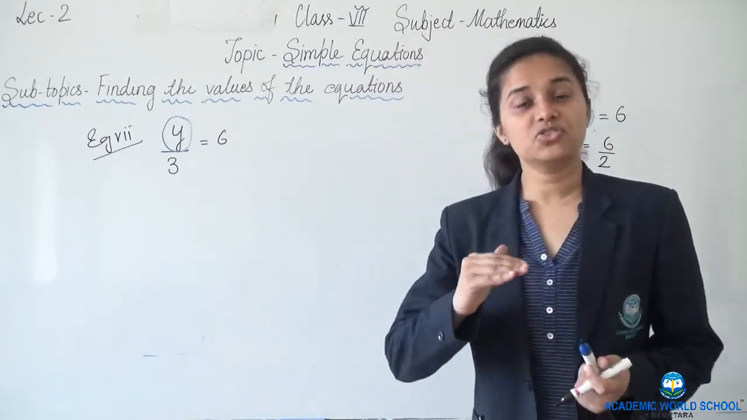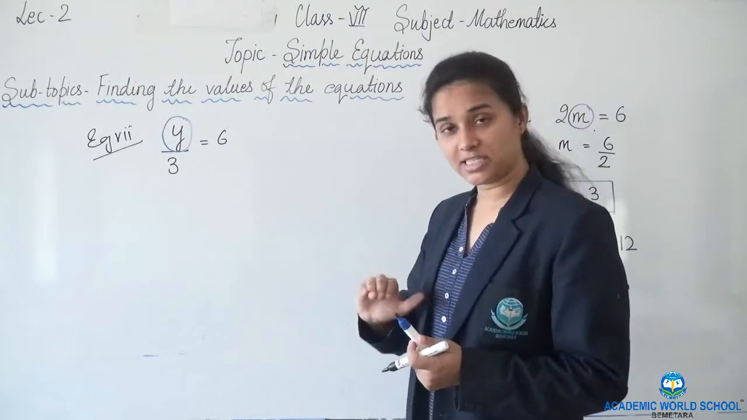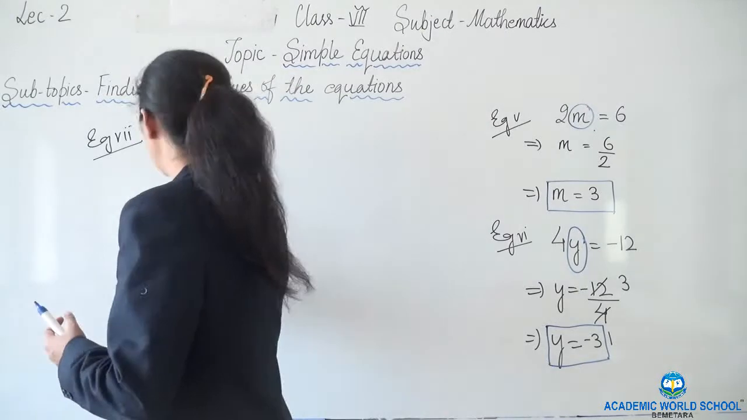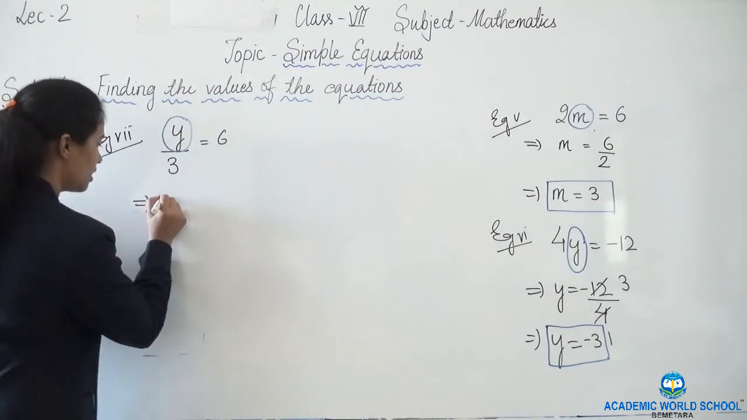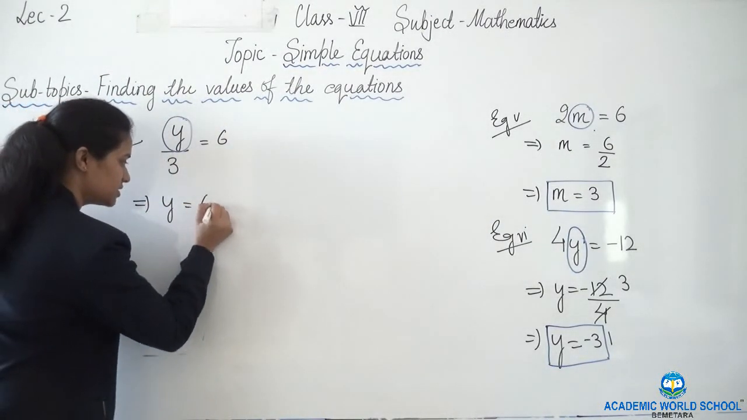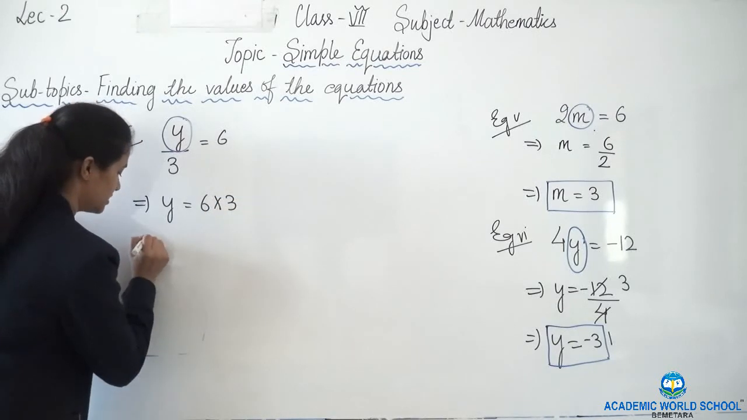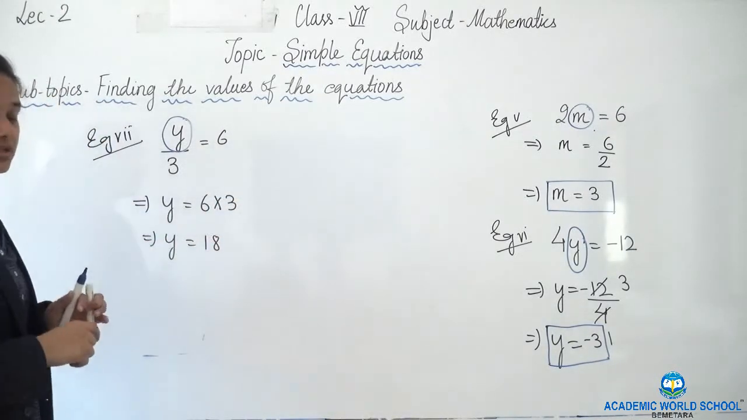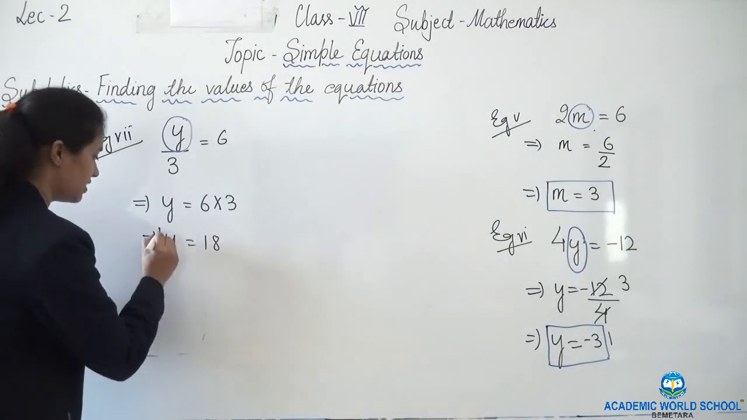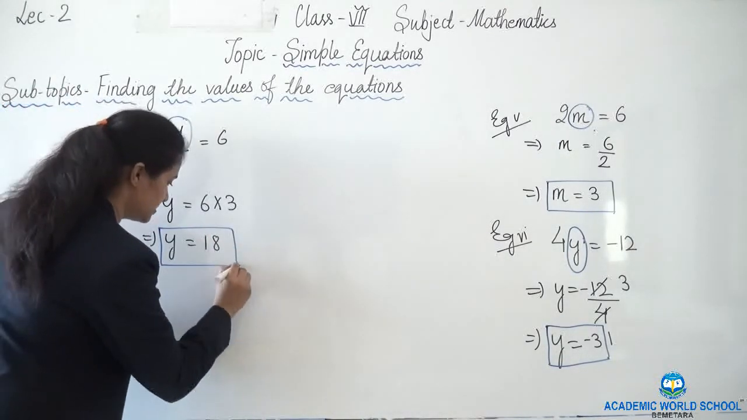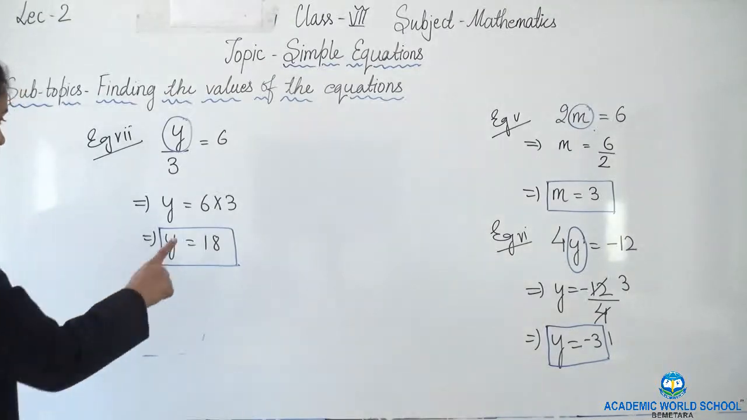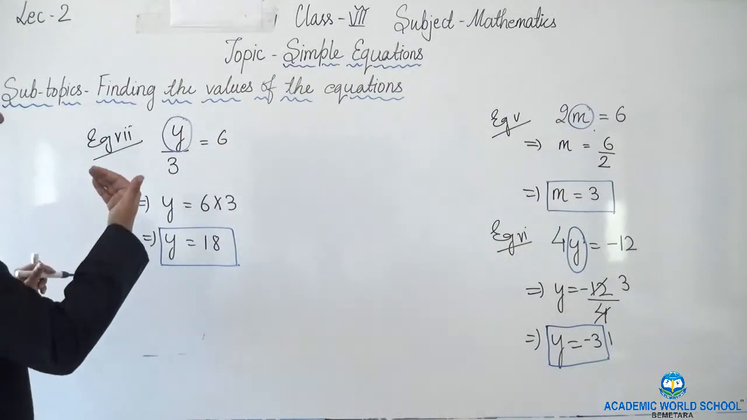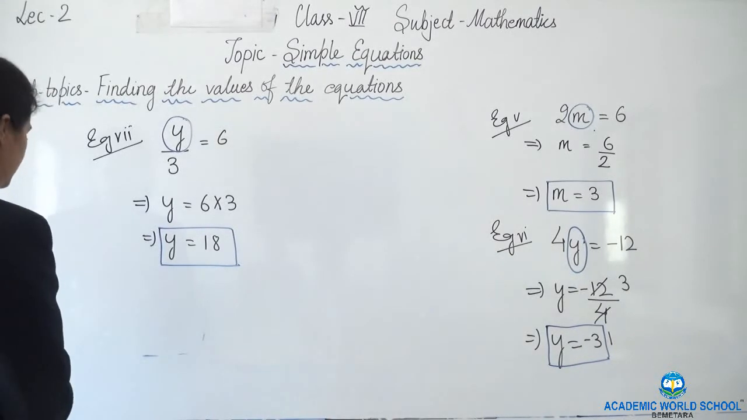So when 3 changes its sign, it will be multiplied. Means y equals to 6 into 3. That implies y equals to 18. So this is our final answer. When 3 changed its sign, it is multiplied to 6.